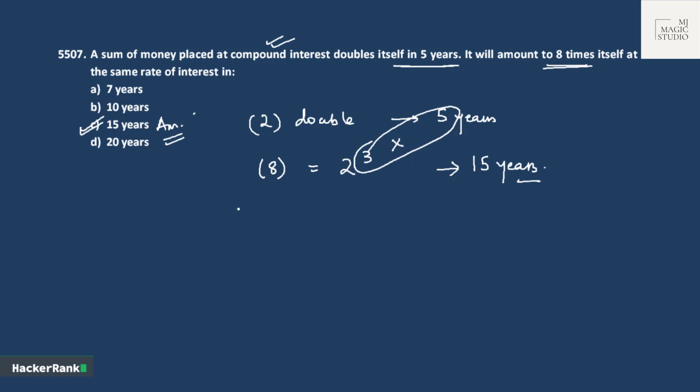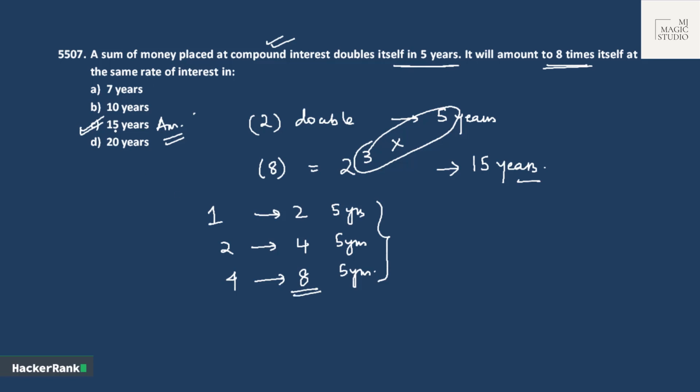Or you solve it through the lengthy process. But why? It's simple. If we can do it like this, we should be doing it. Or we can understand this: 1 becomes 2 in 5 years. That means in the next 5 years, 2 when invested will become 4. In the next 5 years, 4 when invested will become 8 at the same rate of interest. So in 15 years, it will become 8 times. Option C is the pick.